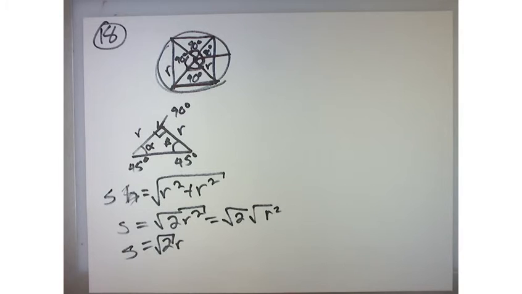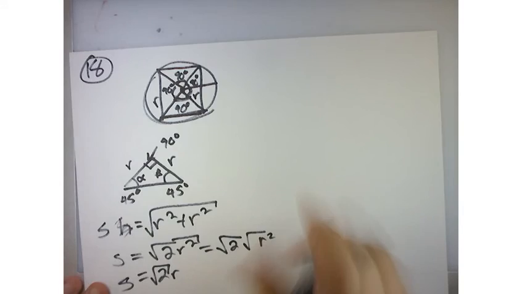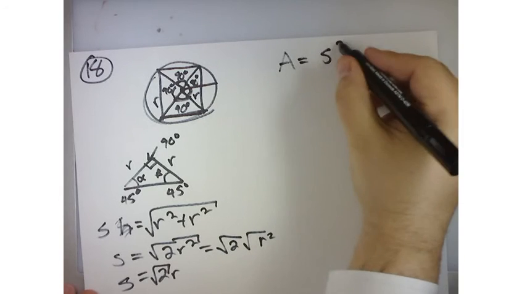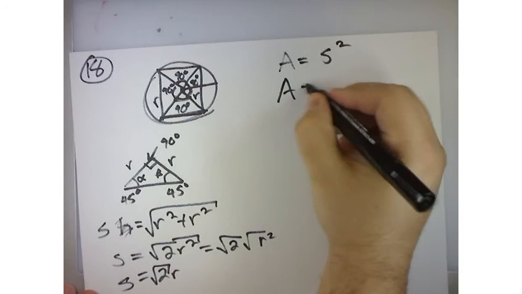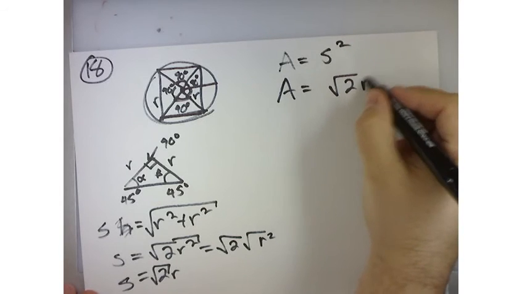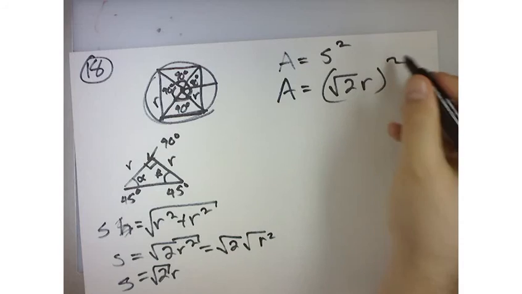And what they're asking us in problem number 18 is, now that we figured out what the side length is, it said the square is inscribed in a circle. Write the area of the square as a function of the radius. Well, the area of the square is s squared, which is the square root of 2 times r, all of that squared.